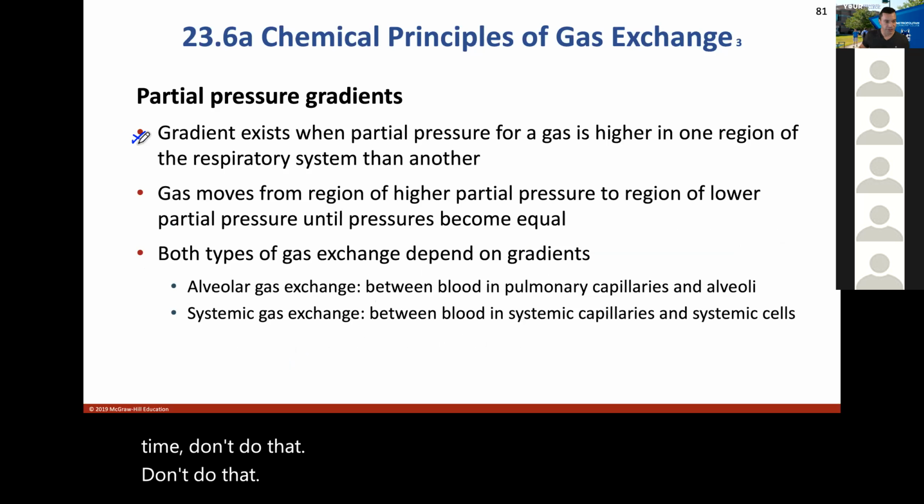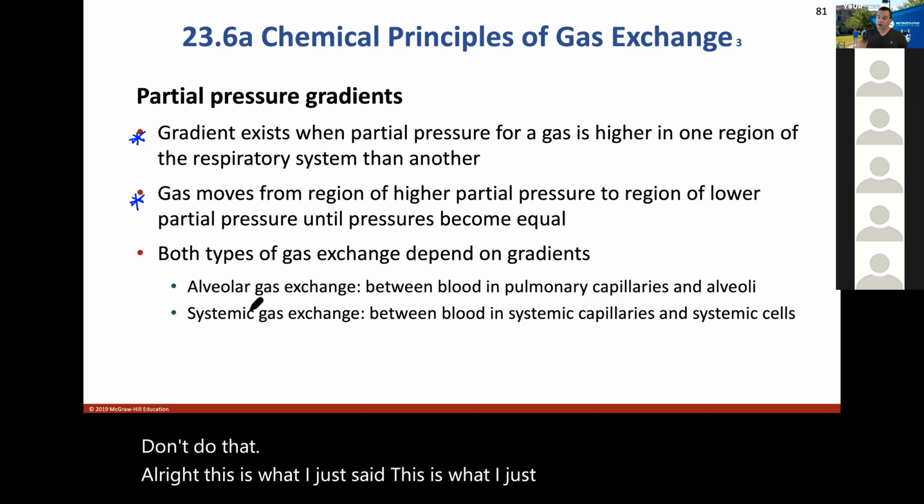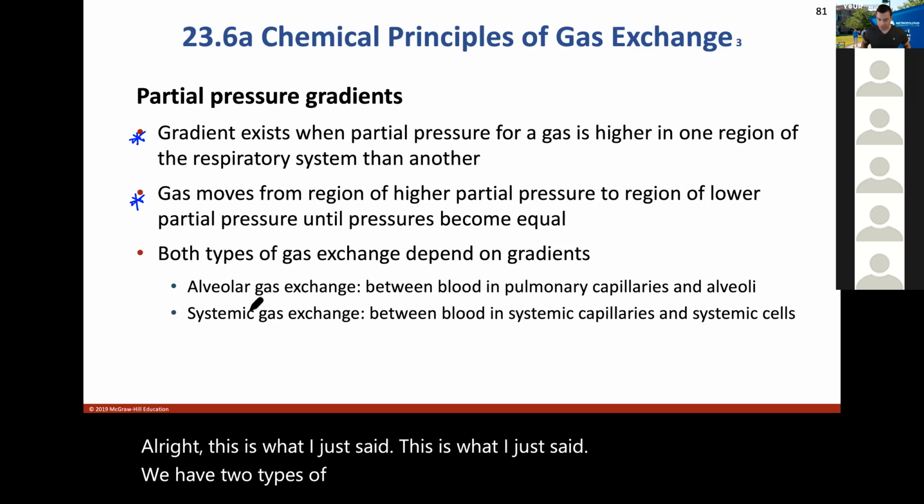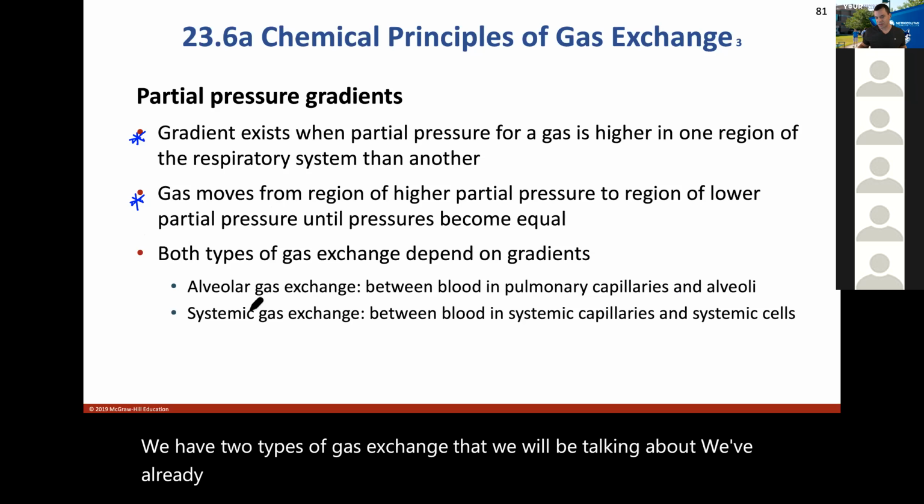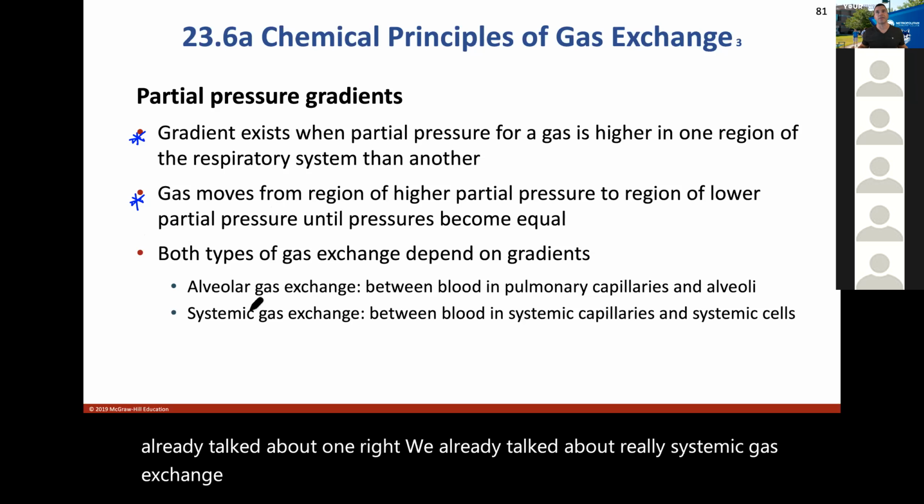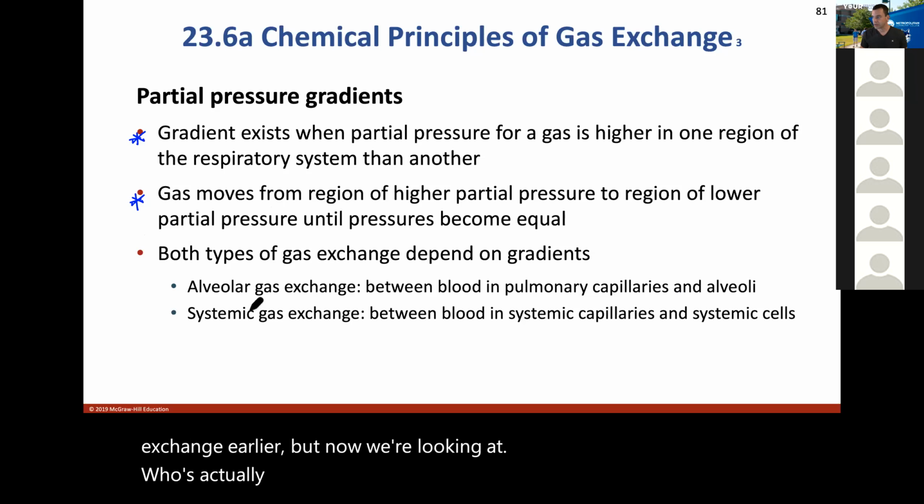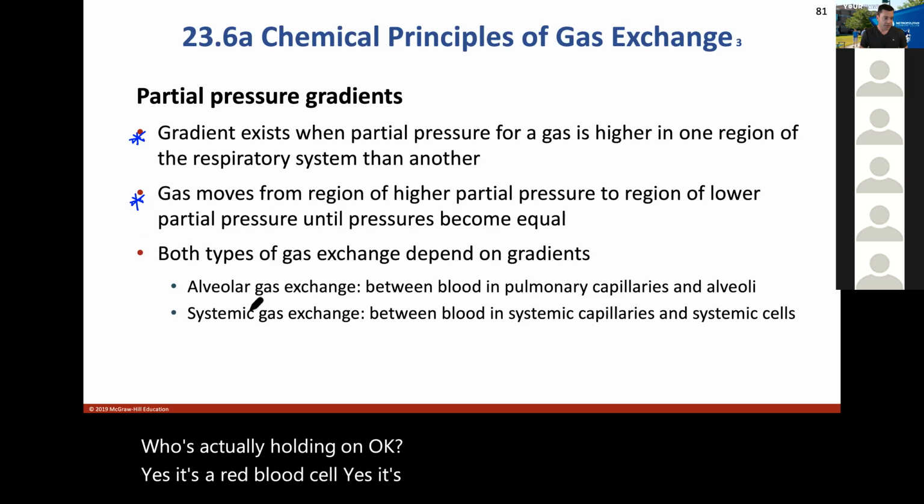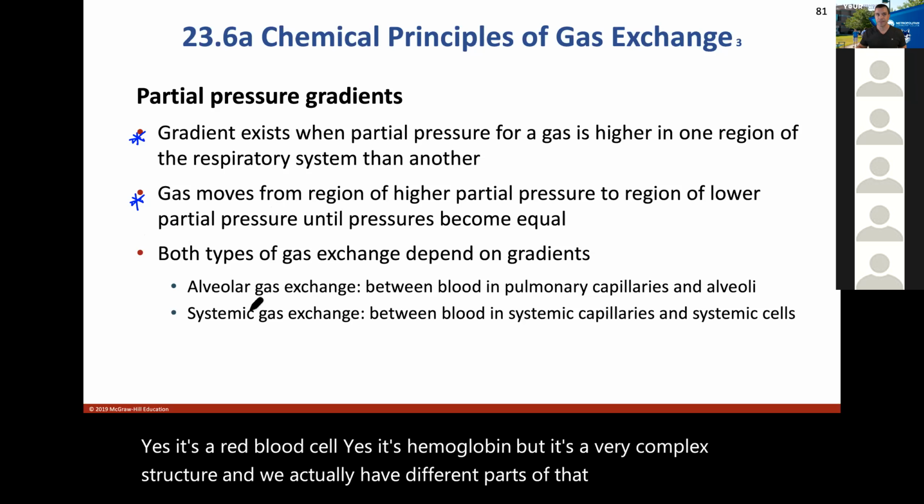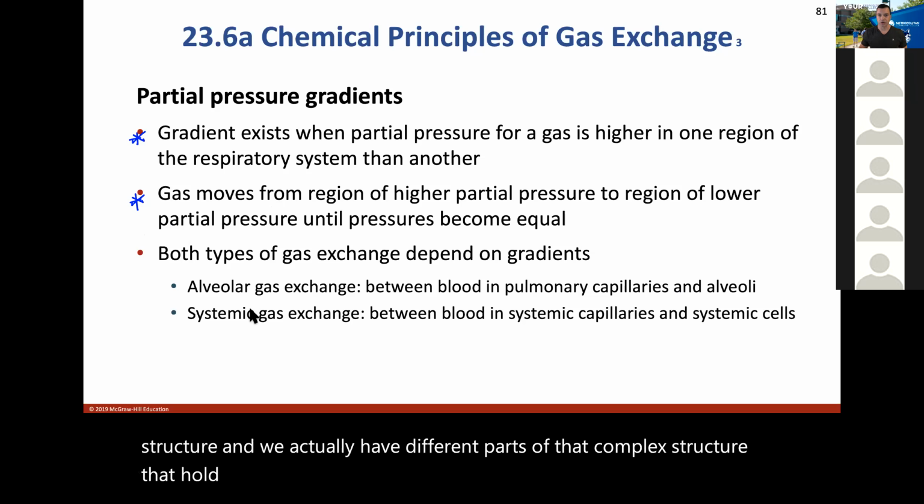All right, this is what I just said. We have two types of gas exchange that we will be talking about. We've already talked about one, right? We already talked about really systemic gas exchange earlier, but now we're looking at who's actually holding on, okay? Yes, it's a red blood cell. Yes, it's hemoglobin, but it's a very complex structure, and we actually have different parts of that complex structure that hold on to oxygen or hold on to carbon dioxide, okay?